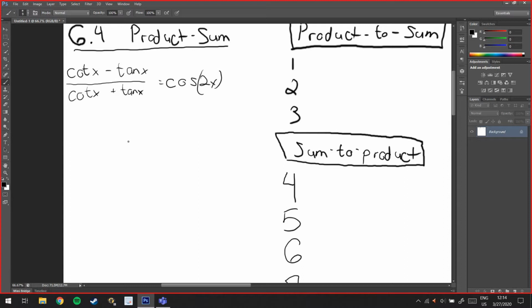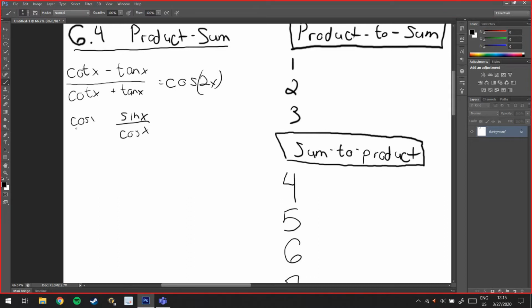Who can remind me of what cotangent is equal to as a fraction? What over what? 1 over cosine? You're thinking of secant. Cotangent is 1 over tangent. What is tangent equal to? Sine over cosine. So this is sine x over cosine of x, which means cotangent would be cosine over sine.